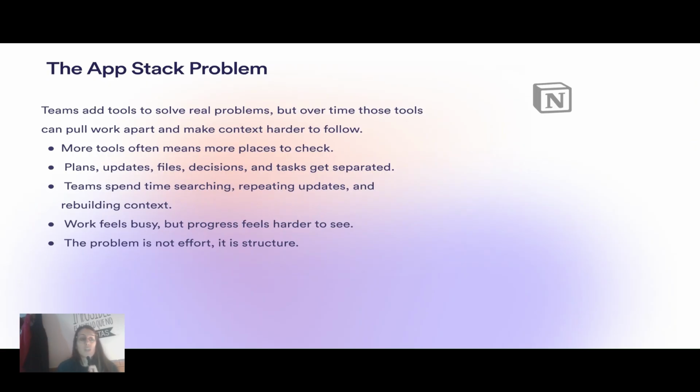That creates hidden work. People search for links, repeat updates, summarize meetings, copy information between tools, and explain context again to anyone who missed it. The team may be busy all day but still feel stuck. The issue is structure. When communication, documentation, tasks, meetings, and decisions are separated, people have to stitch the workflow together manually. That slows everyone down.